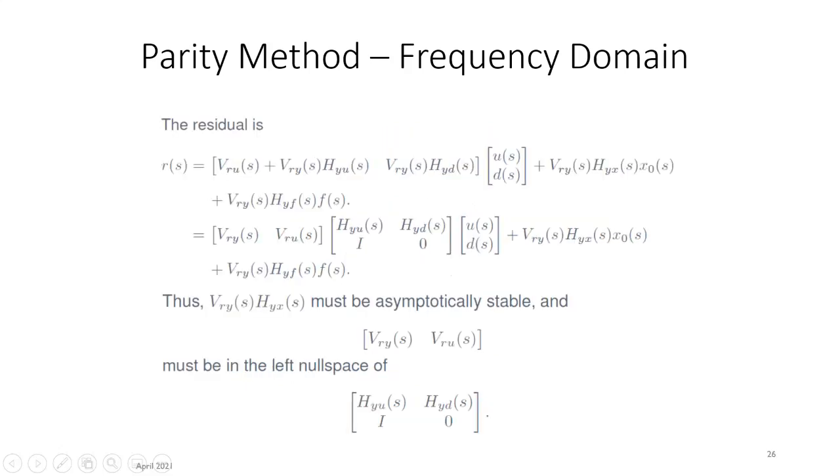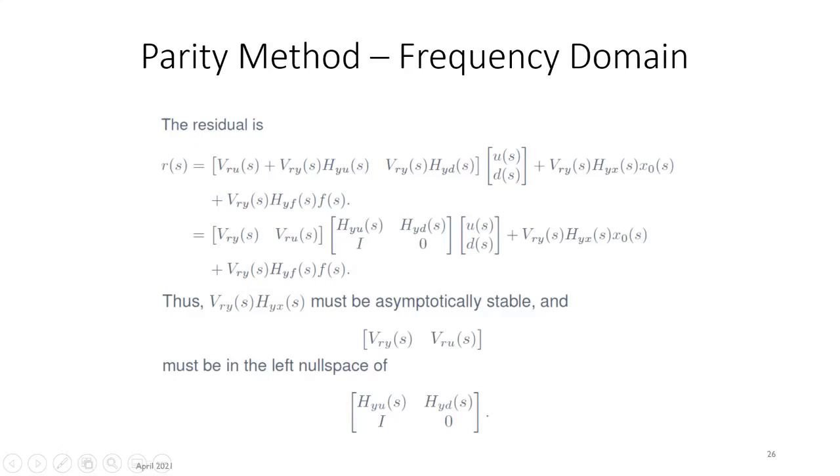So this is what I said. We get r, the residual. Because you have two terms as a function of u, one of them was V_r,u, the other one was V_r,y multiplied by H_YU. Also at the same time, I have collected u and disturbance here, but I have not touched the fault term. And also there is a term from the initial state, but I will talk about that later.